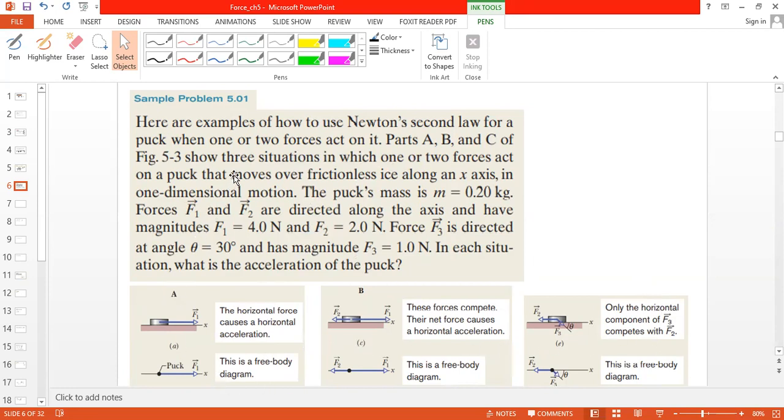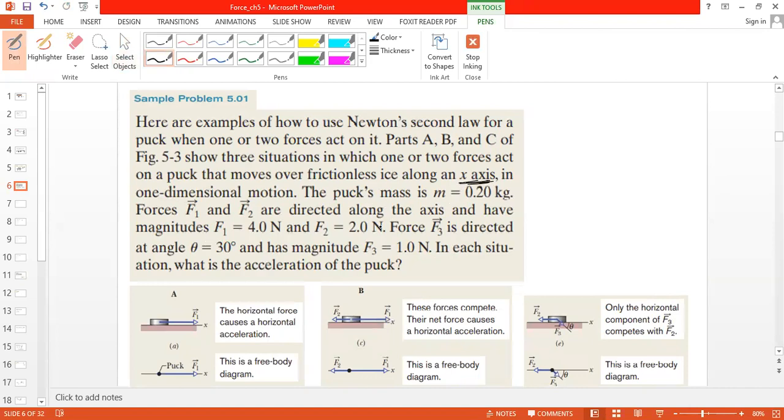Figure 5.3 shows three situations in which one or two forces act on a puck that moves over frictionless ice along the x direction. See here, a clue is given. The object is moving only along the x direction. That is one-dimensional motion, and the puck has a mass of 0.2 kg, and F1 and F2 are two forces directed along the axis. F1 is along the positive x direction, F2 is along the negative x direction.